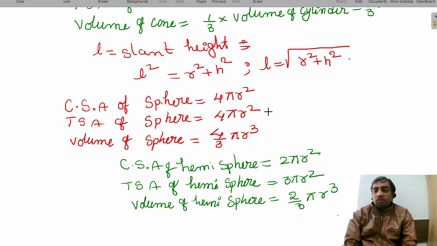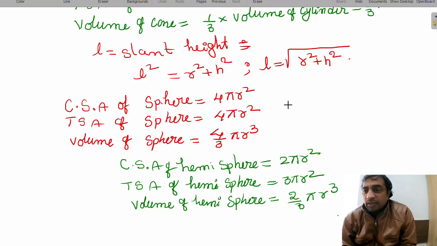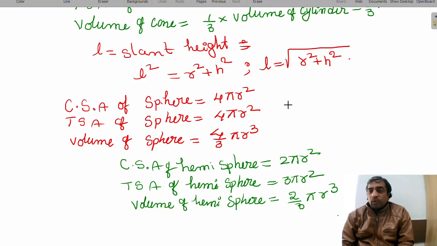So these are all the formulas in mensuration in the 10th SSC textbook. If you learn these formulas, you can do any question from the textbook. Okay, so learn carefully, understand, and remember.